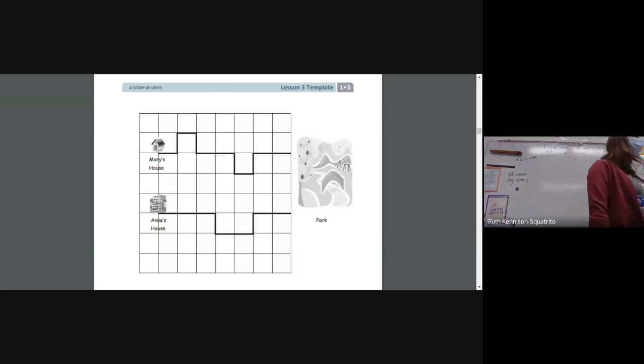Okay, now listen closely. You guys all have this in front of you so you can listen. Mary and Ann are trying to figure out whose path to the park is longer. You're looking at a map showing Mary's path and Ann's path from each of their houses to the park. So how can we figure out which path is longer?